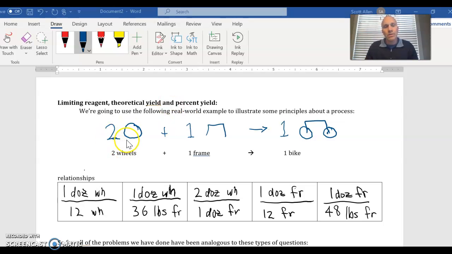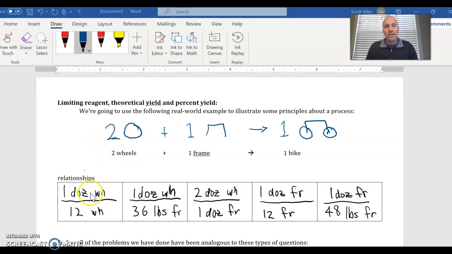All right, so we're just going to use the example of saying that you can take two wheels, combine it with one frame, and make a bicycle. It's just like a chemical equation. We have coefficients, we have a ratio between these things, and we could come up with some relationships.